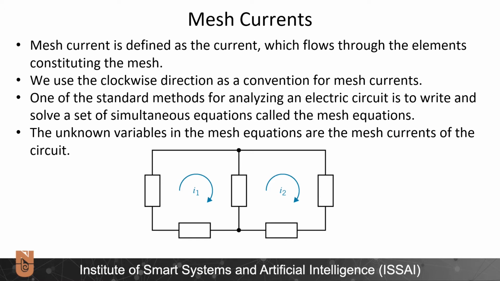Let's make an important definition. Mesh current is the current which flows through the elements constituting a mesh. We use the clockwise direction for defining the meshes.